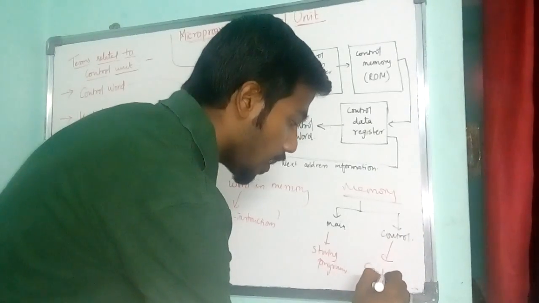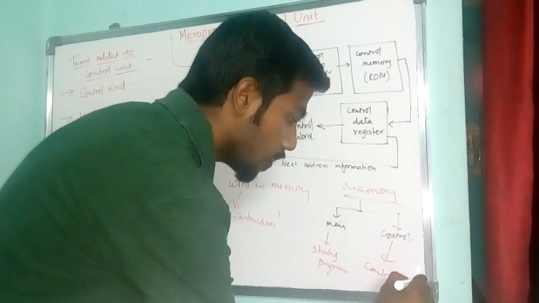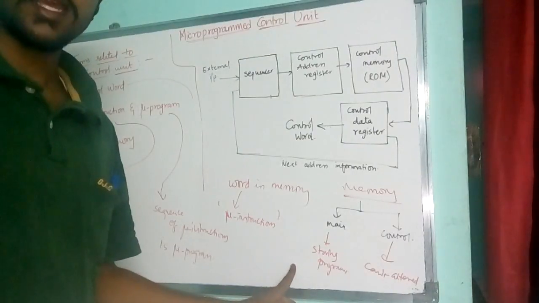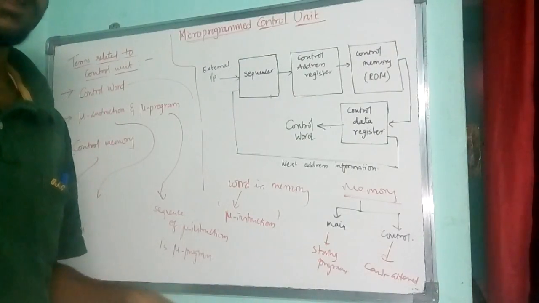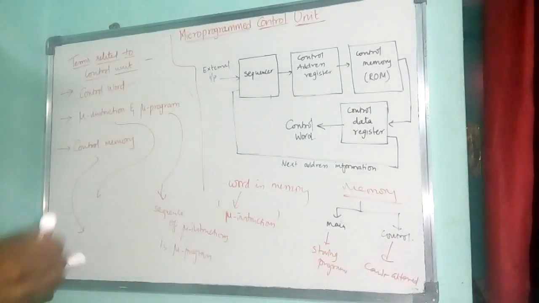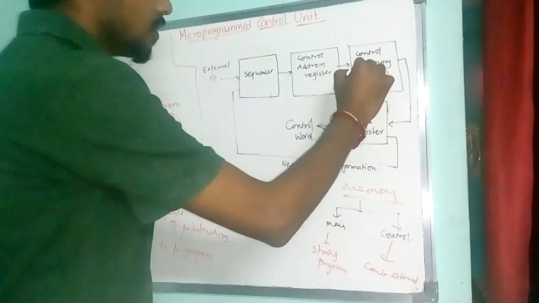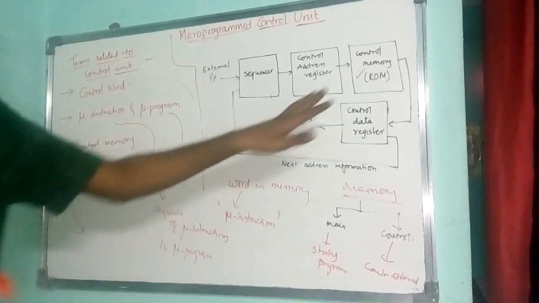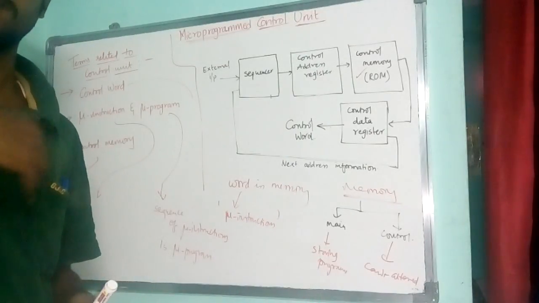You cannot alter this once it is programmed. This can be altered even though it is programmed. Okay, this can't be programmed. That's why we use ROM here, ROM as the control memory. It is read-only memory. We cannot write again. That means it is fixed memory and it cannot be changed further.